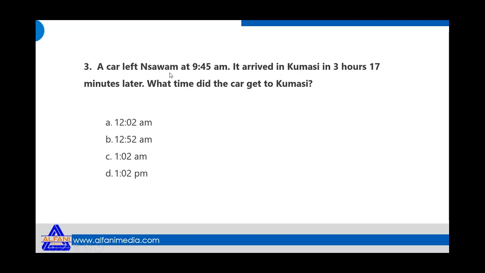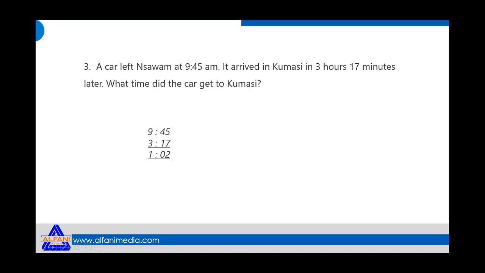The next question is that a car left in Sawam at 9:45 a.m. It arrived in Kumasi in 3 hours 17 minutes later. Now, what time did the car get to Kumasi? The possible answers are provided here. Now, this is the way I solved this. Now, I decided to take out the times here.